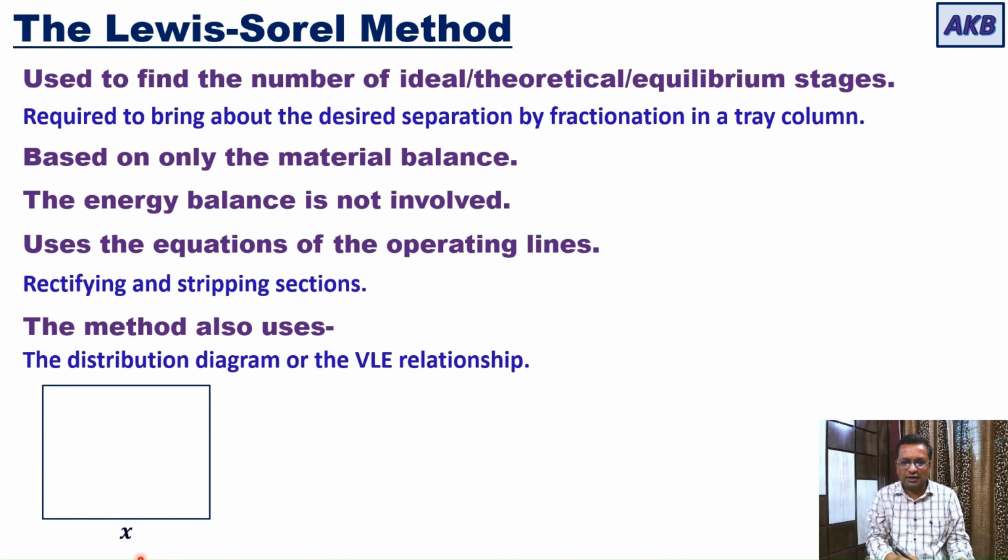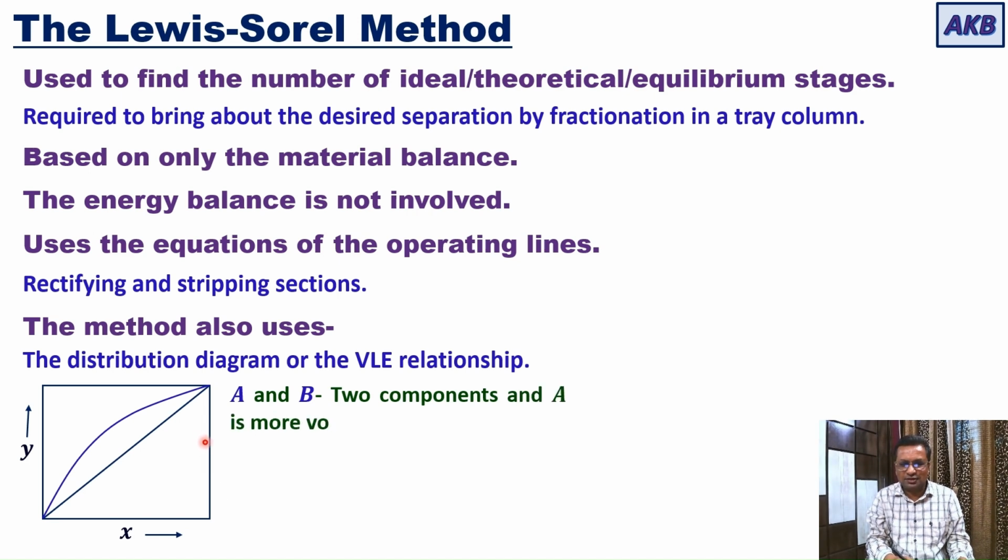You know the distribution diagram, this is a plot of equilibrium concentrations of the more volatile component in vapor and liquid phases. The mole fraction of the more volatile component in the liquid phase is plotted on the x-axis, whereas the mole fraction of the more volatile component in the vapor phase is plotted on the y-axis. And when you plot these two quantities, you get a curve that is called the equilibrium curve or the distribution curve, and this diagram is called the distribution diagram.